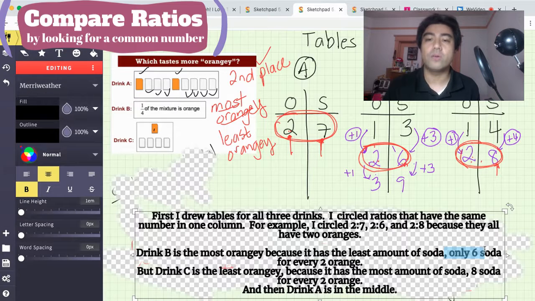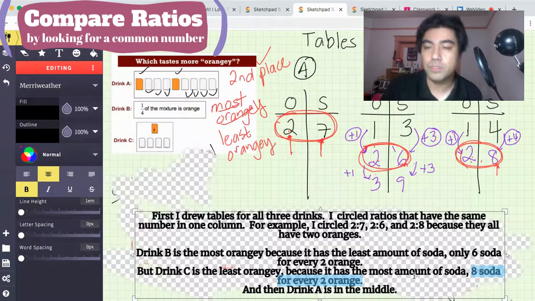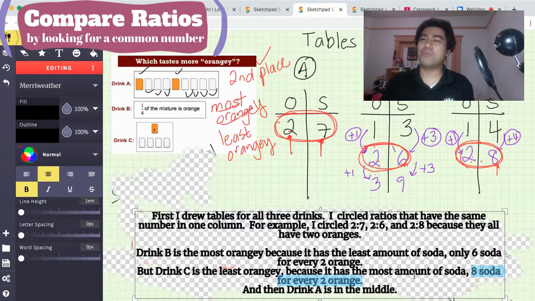Drink B is the most orangey because it has the least amount of soda. Only 6 soda for every 2 orange. But drink C is the least orangey because it has the most amount of soda. 8 soda for every 2 orange. And then drink A is in the middle of drink B and C. So I hope that written explanation helps.